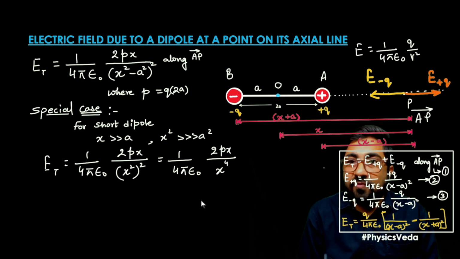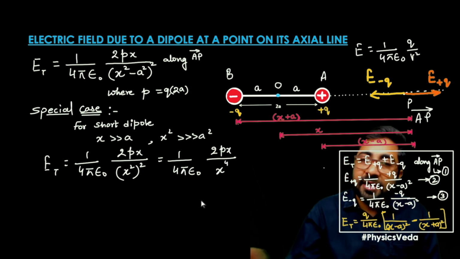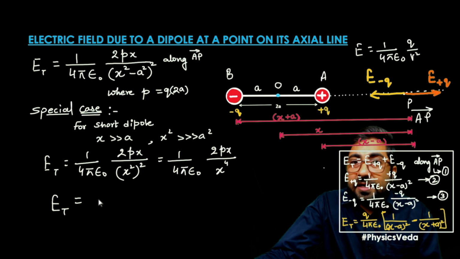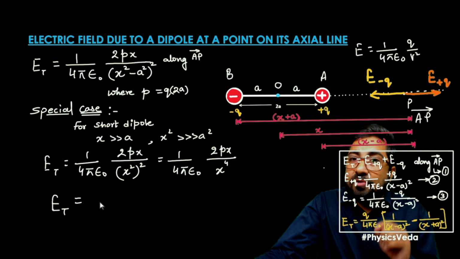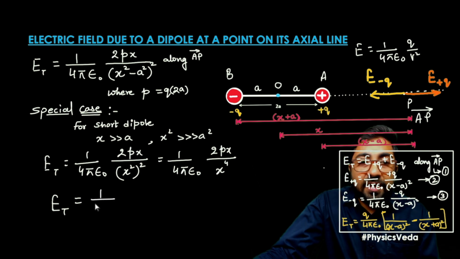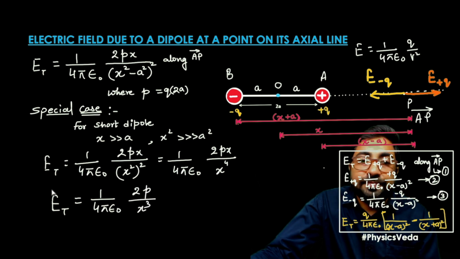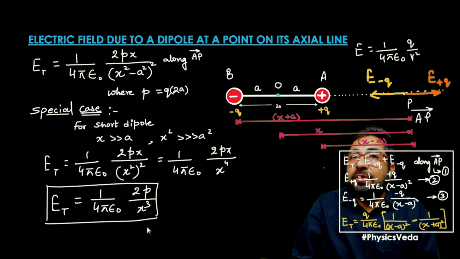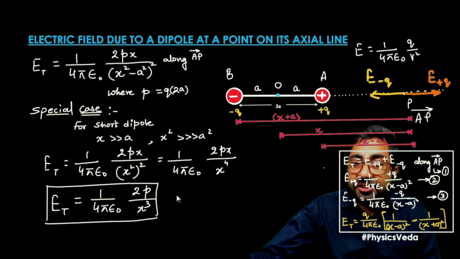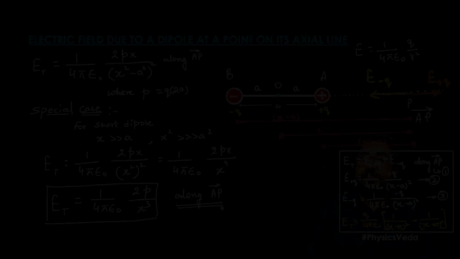Now I can cancel one x from numerator and denominator. So I get the total, or net, electric field at an axial point due to a short dipole: it is 1 upon 4 pi epsilon naught times 2p upon x cube. So this is the electric field due to a dipole at an axial point, and its direction is along AP.